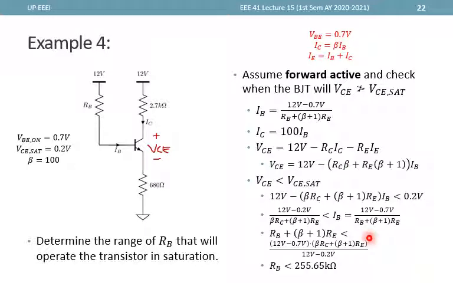And since we know RE, we know RC, and we know beta, and we're only left with one unknown, RB, we can actually isolate RB and get the valid range. So here we get RB to be less than this value to ensure that the transistor is in saturation. If we use RB less than this value, then we expect that this transistor will be in saturation. If we want it to be in the forward active region, then we just use RB greater than this value right here.